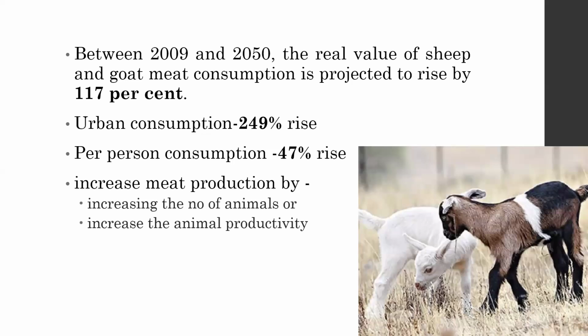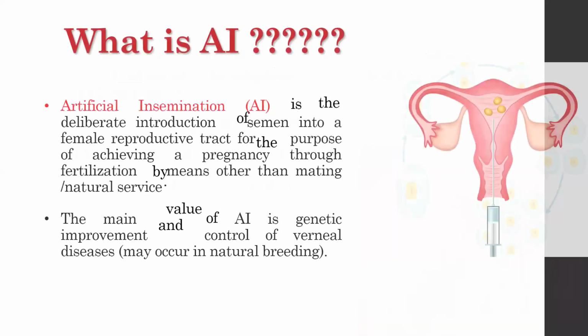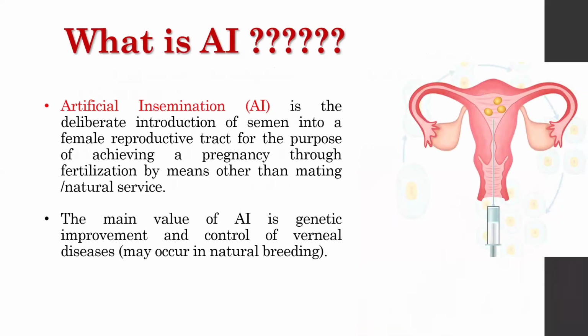For this purpose, natural service is not going to fulfill the demand of the human race. So we need the process of artificial insemination. Artificial insemination has various advantages. In upcoming slides, we are going to discuss them briefly.